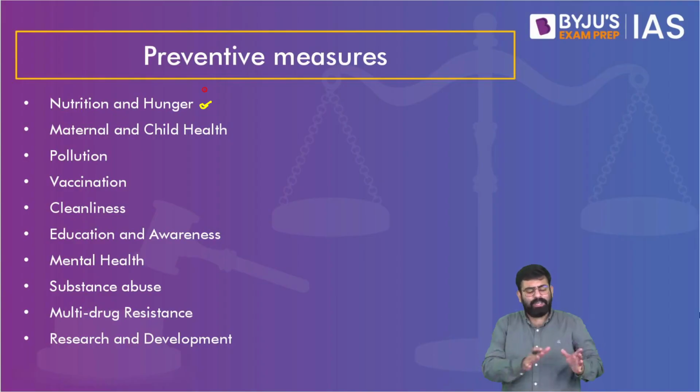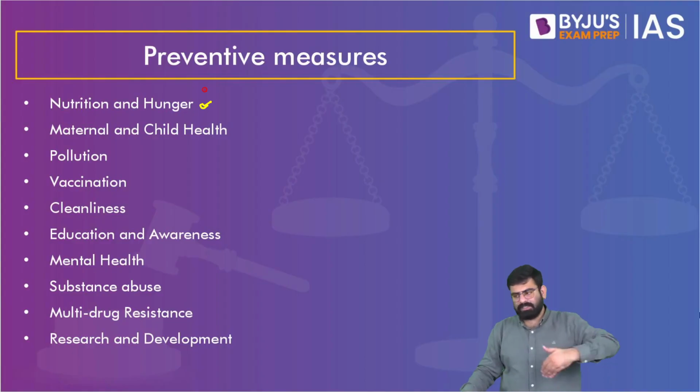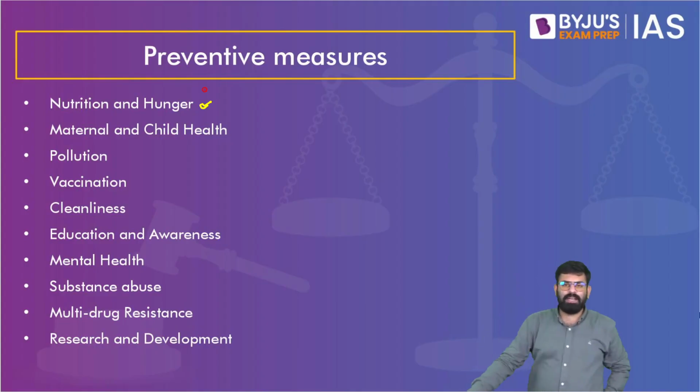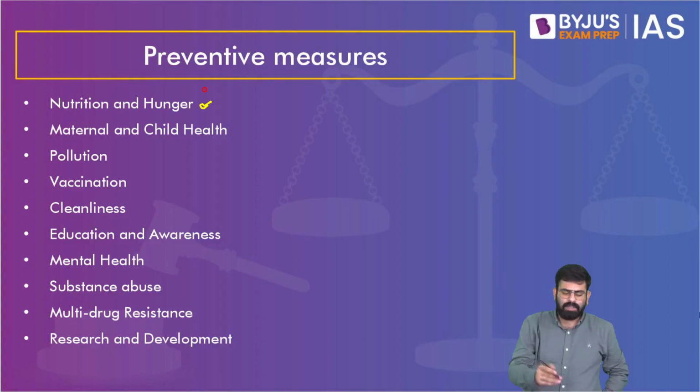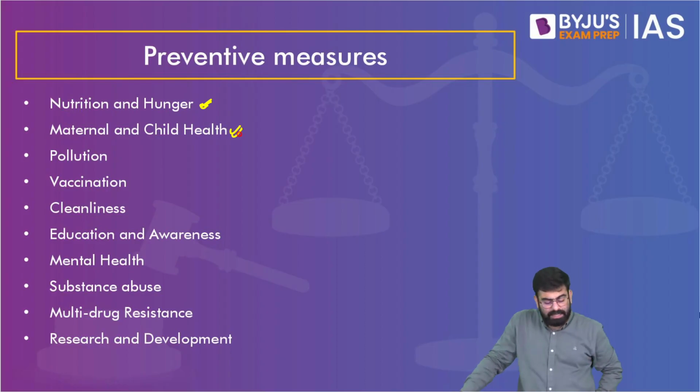And how to take care of nutrition? I hope you remember from yesterday's discussion that there can be various measures when it comes to malnutrition, right? You can increase awareness. There has to be a supply side push. There has to be diversity when it comes to the nutrients that are required. So all those ideas that we discussed yesterday can be directly mentioned here when it comes to preventive measures and nutrition and hunger.